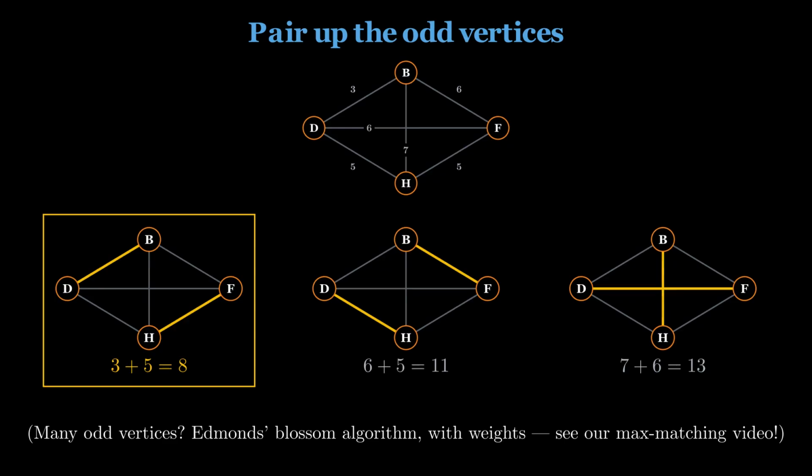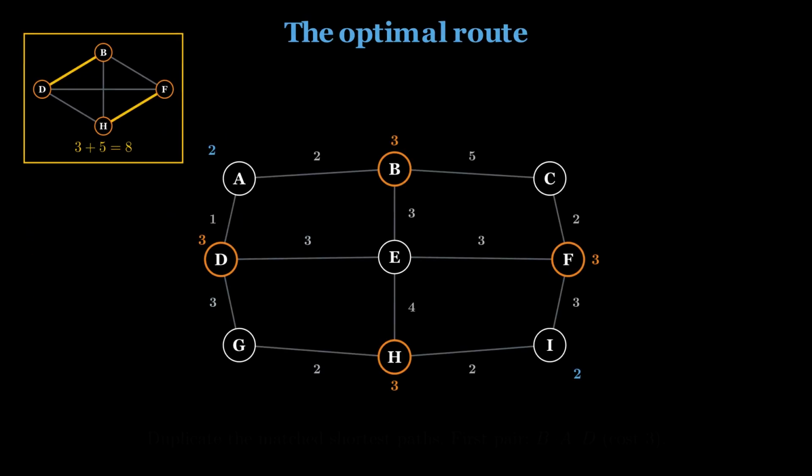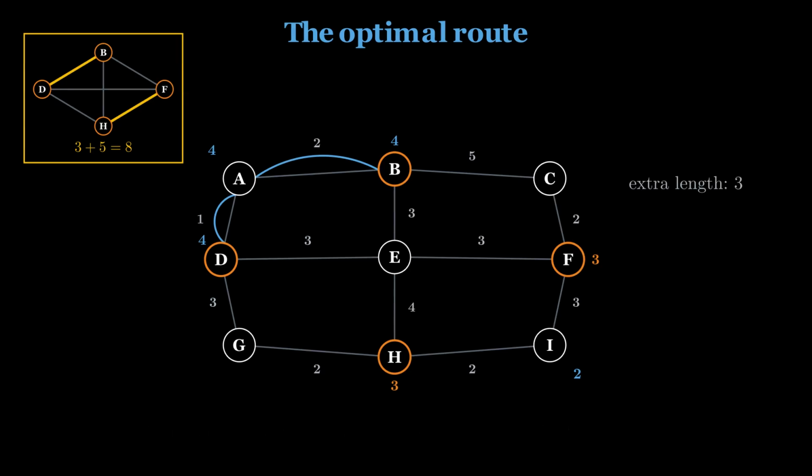With many odd vertices, this step becomes a minimum weight perfect matching, solved by a weighted version of Edmonds' Blossom algorithm. Our video on the Blossom algorithm covers the maximum matching case. Time to build the route. We duplicate the matched shortest paths. The first pair is joined along BAD at extra cost 3. The second pair is joined along FIH at extra cost 5.